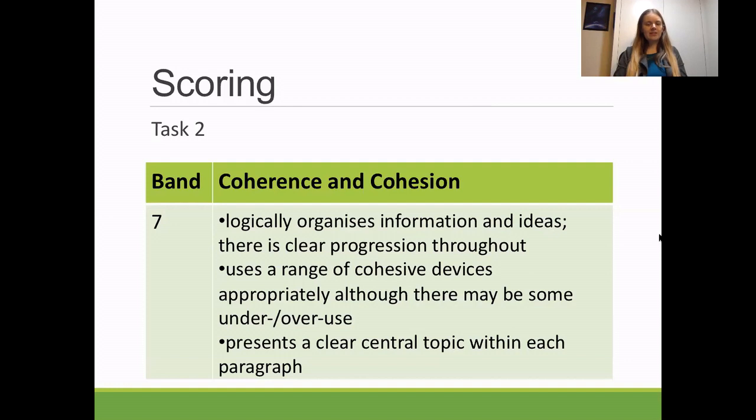For a score of 7, that would mean that you logically organize information and ideas. There's a clear progression throughout, so that's good. You're still being logical and organized, and you can see you start with something and you go through it in a logical way to the end. Uses a range of cohesive devices appropriately, although there may be some under or overuse.